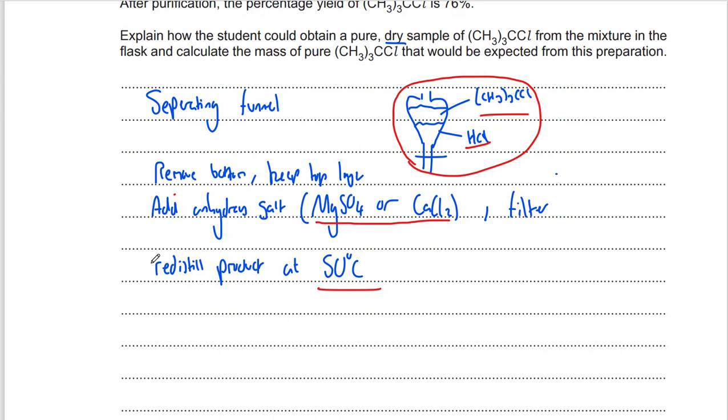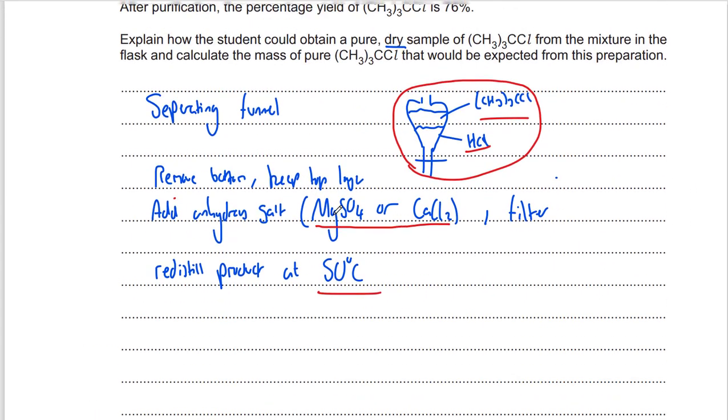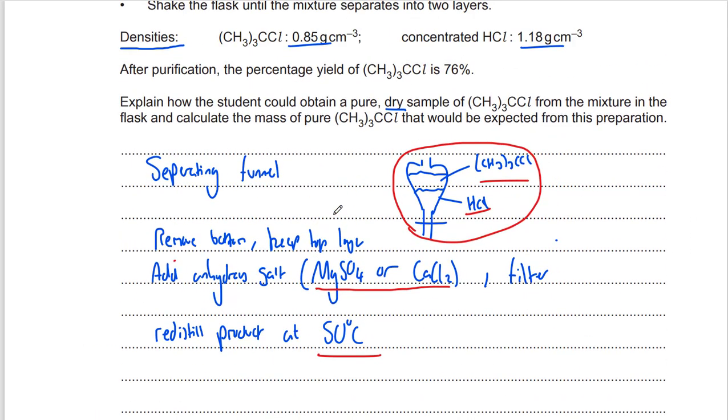So that's what the anhydrous salt does. People see the word dry sample and they think recrystallization and want to make crystals and remove all the liquid. That's not what dry means in this context. What it means is you want to have no water in the liquid. But that's all you need to write. So not a lot. And the second part is working out the amount that you would get. So, let's just work it out then.